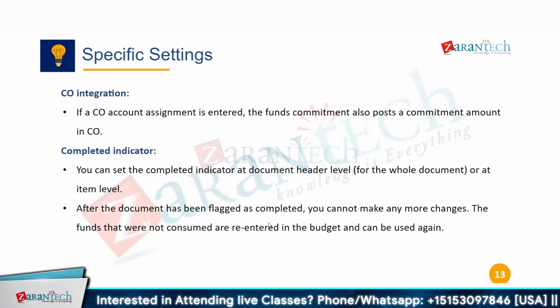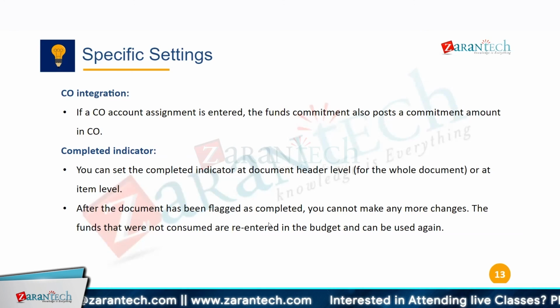So the funds that were not consumed are re-entered in the budget and can be used again. So if the document is complete, then whatever was unutilized will go back to the budget. But this indicator, there are two ways to set it. One is at the header level, which means that the entire document, all the line items are now frozen, are completed, and whatever remains goes back to the budget. But if you want to flag it at an individual line item level, then you can do that as well.